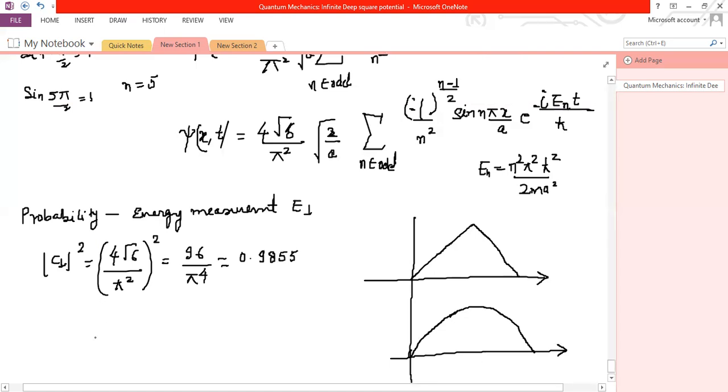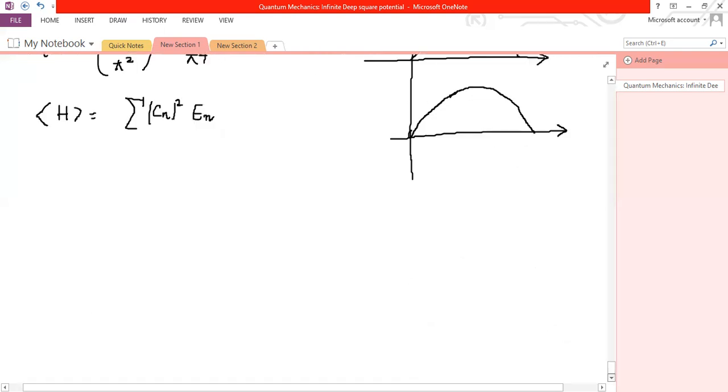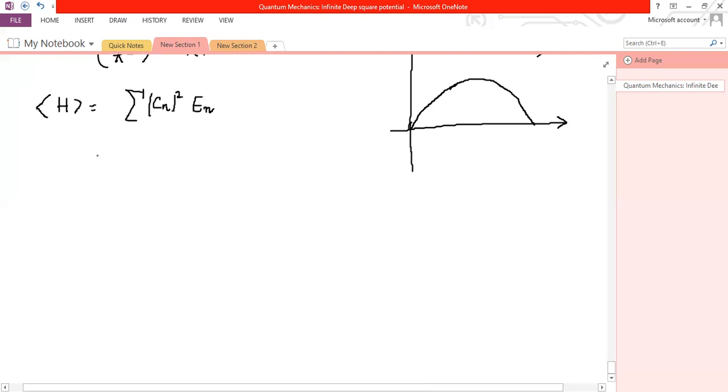Okay. What would be the average value of energy? So the average value of energy would be simply the sum of Cn mod whole square into En. And what is Cn mod whole square? Cn mod whole square would give me 96 upon pi raised to power 4, 1 upon n square whole square. So it will give me 1 upon n raised to power 4. And what is En? En is n square pi square h bar square upon twice m a square, and this all summed up, but n belongs to odd only.